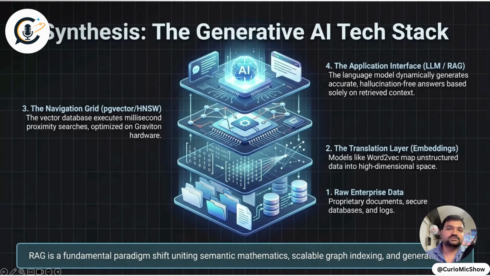The future of AI is not just bigger models, it is better retrieval, better memory, and better architecture, because the LLM writes the answer, but the vector database helps it find what it should know.